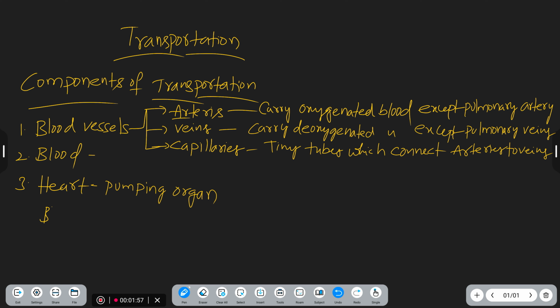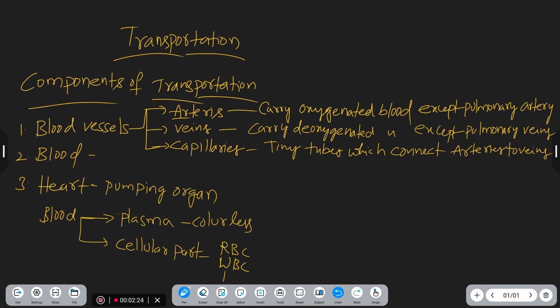Now the blood. See, the blood includes two parts. One is a liquid part, which is nothing but colorless plasma. The cellular part contains RBC, WBC and platelets. RBC means red blood cells, WBC white blood cells, then platelets.